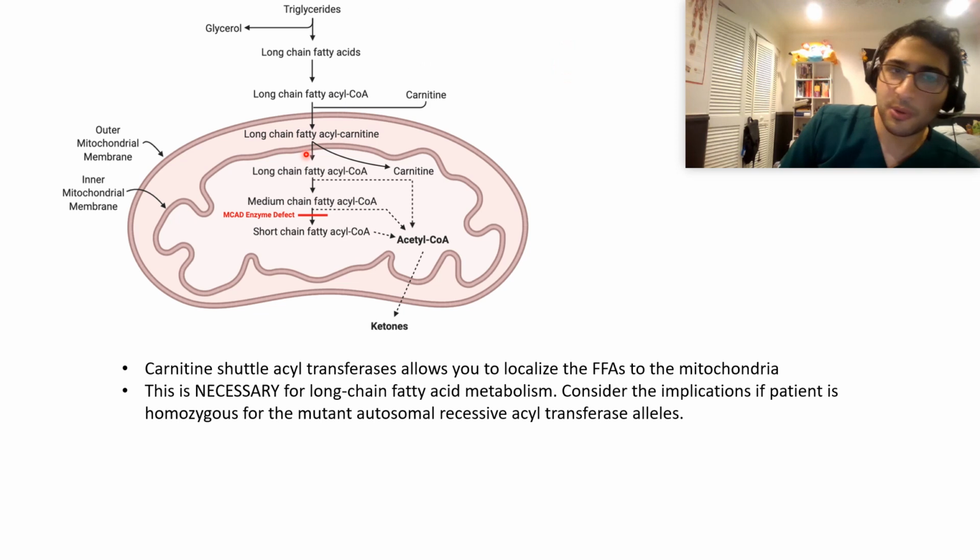How do we do that? Well, there's a carnitine shuttle. The carnitine shuttle is associated with acyltransferases that let you move these free fatty acids to the mitochondria. This is necessary for long chain fatty acid metabolism. You don't want these bad boys to build up. You do not want free fatty acids hanging out in the cytosol unchecked. If you're a mutant for these carnitine acyltransferases, there's going to be damage, and we'll talk about that later.